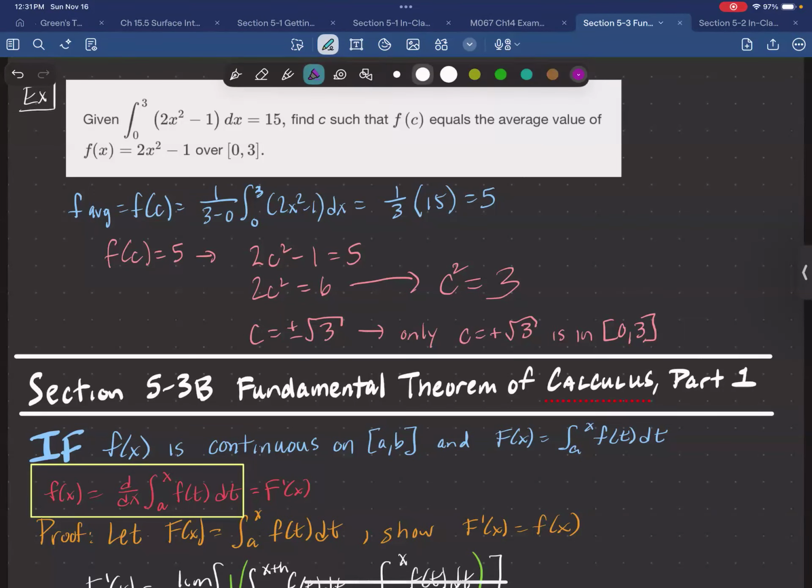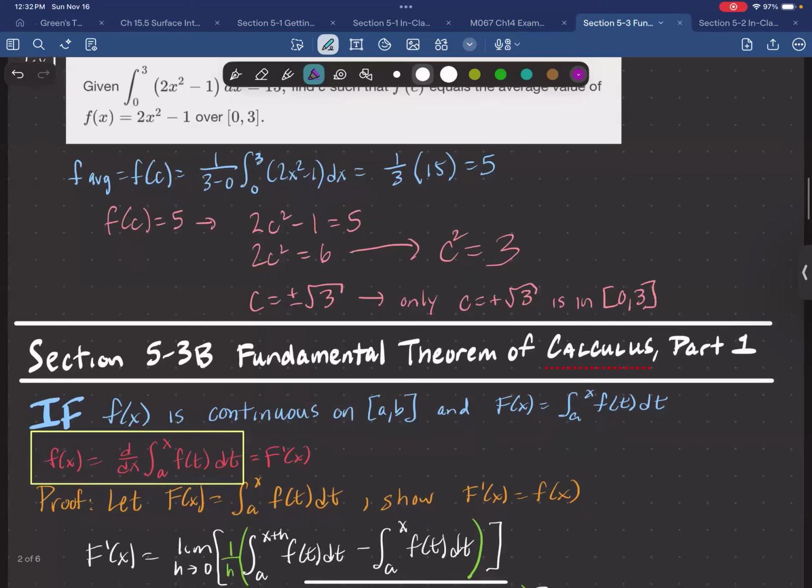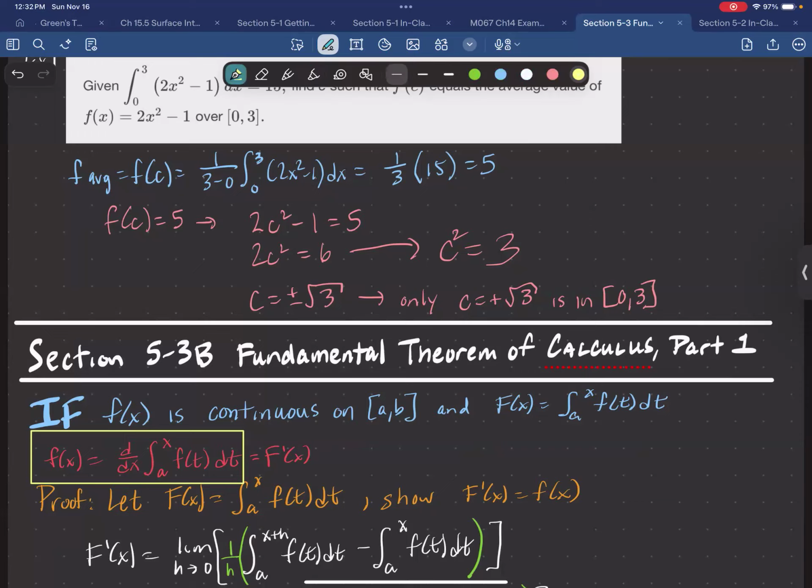All right, so we're going to prove it. We're going to use F of x equals that integral. Let's take the derivative of both sides, and we're going to use the limit definition. It's been a while since you guys have done the limit definition. Remember, the derivative of something is the limit as h goes to 0 of f of x plus h minus f of x over h. That was our limit definition way back in the beginning of the semester. So we're going to do that here.